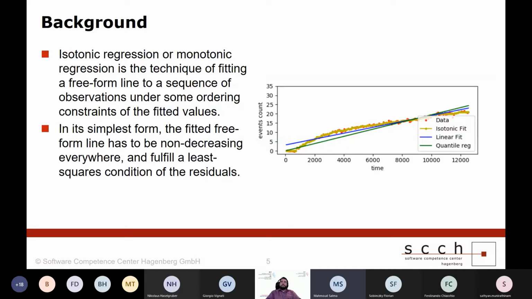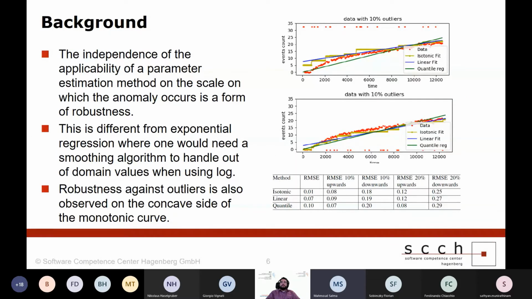So what is the relation of isotonic regression and robustness? As we can see here from the first plot, isotonic regression is not so robust to some types of outliers, but if we have these outliers in the downward direction, or on the concave side, we can have better results.